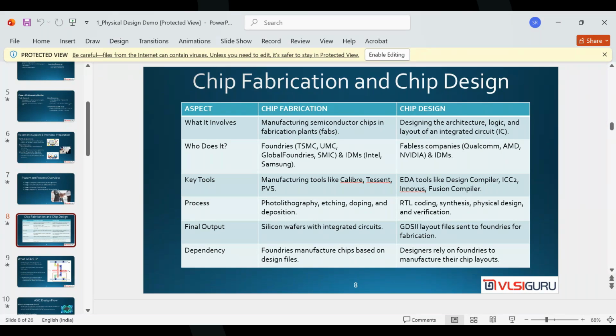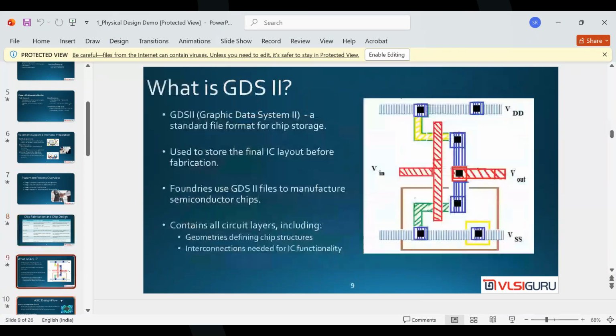Okay. So once your physical design is complete, GDS2 layout files will be exported to foundries. Now designers rely on the foundries for manufacturing the chip layout, right? Once this design is completed, it will be sent to the foundry. This is how it is followed.